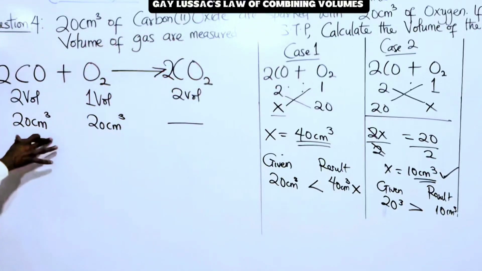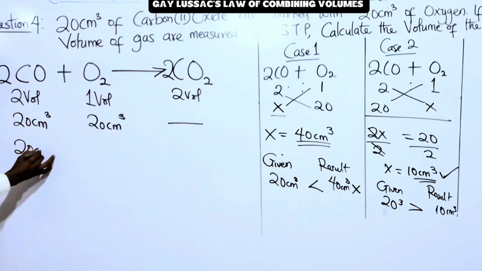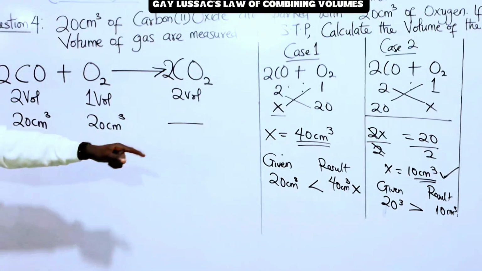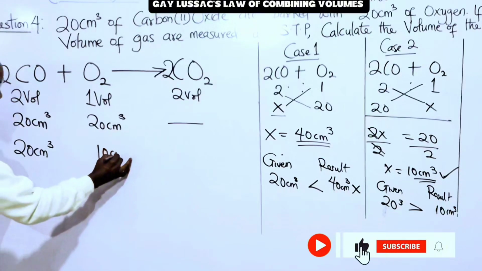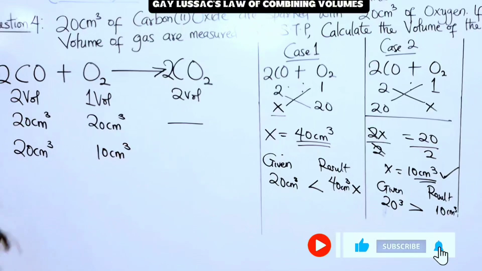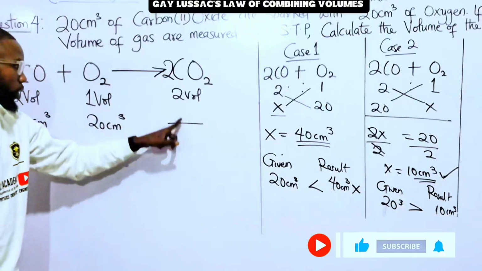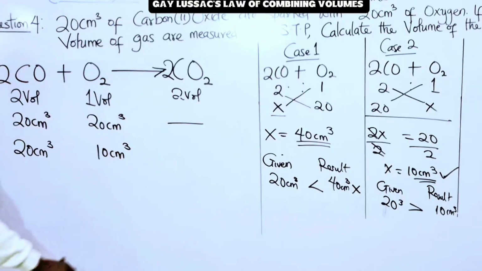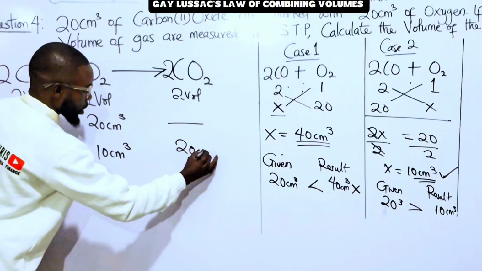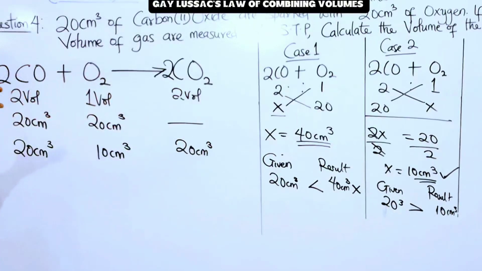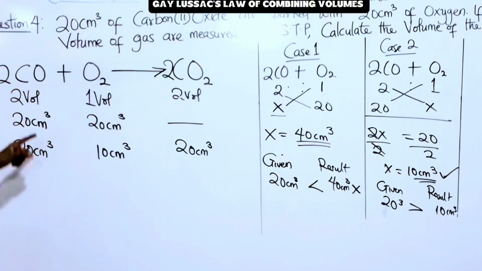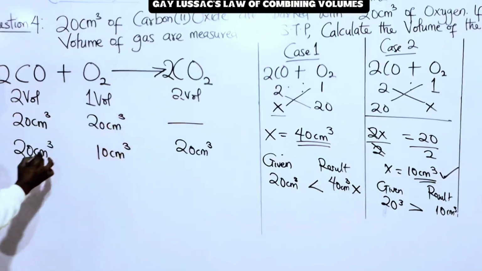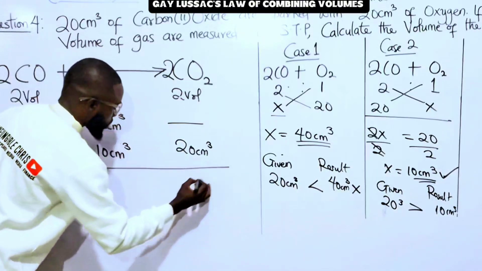So y here remains 20 cm because it's small. We can't put 40 here. It has to be 20, right? Here we have 10 cm cube. Now since the mole here is 2, the likelihood that here becomes 20 is also the same thing because the mole are the same. So we'll put 20 here, cm cube. If you can try that on your own, using case 3, relate both of them, you discover that you're still going to get 20 because their moles are the same, right? 2 and 2.